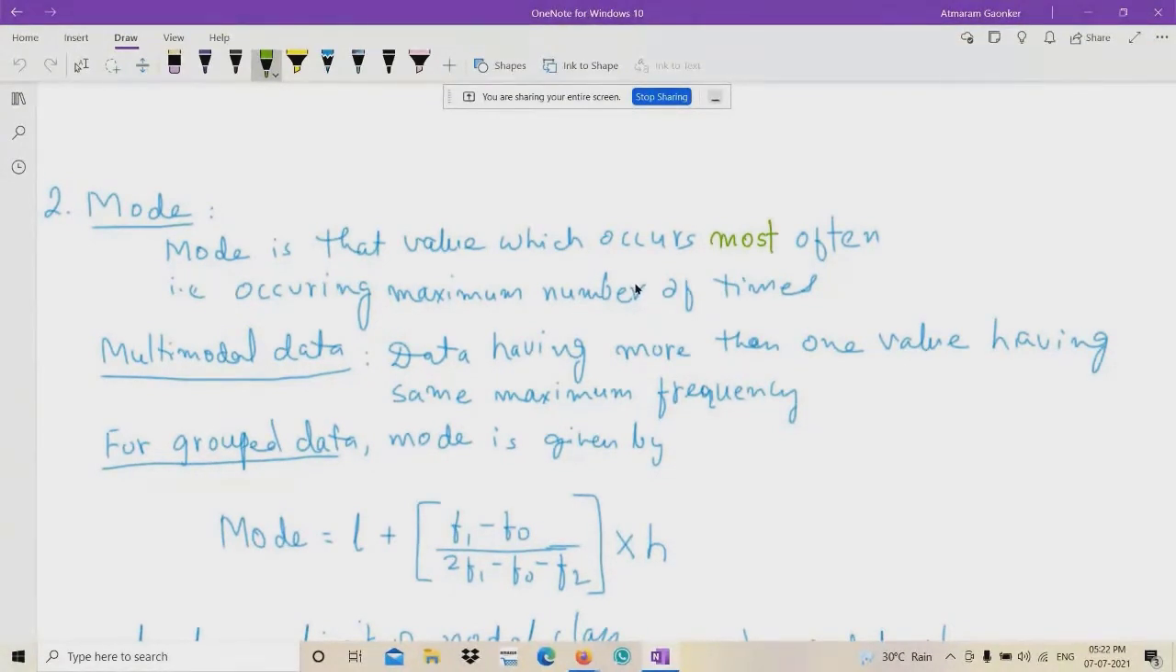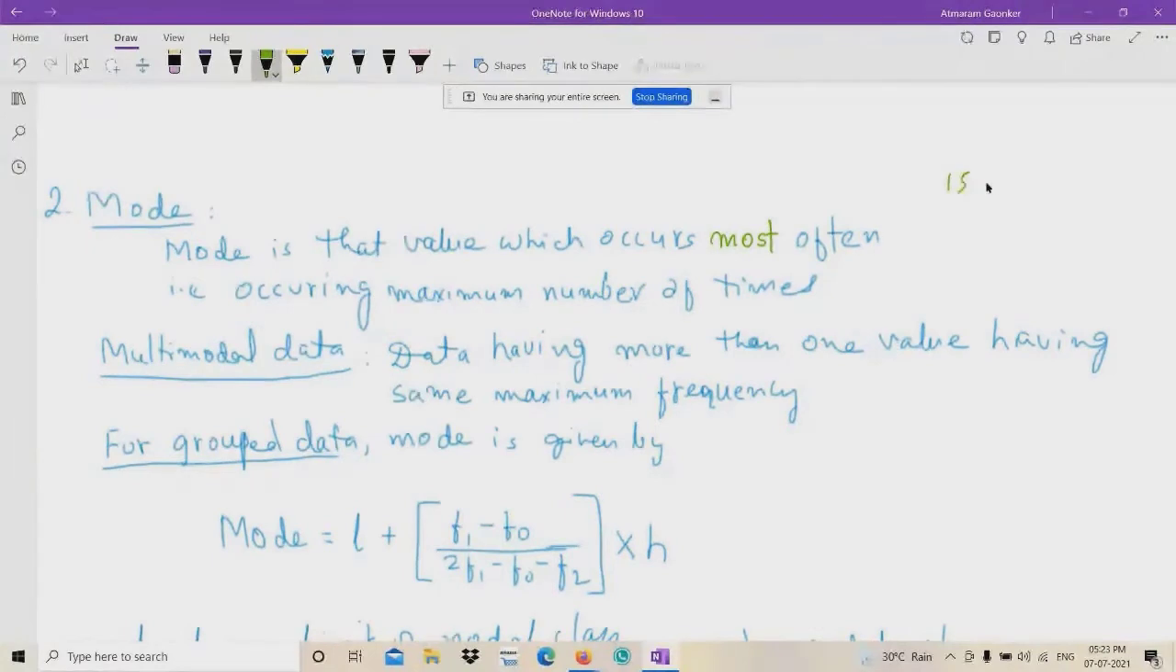Suppose 7 students got 15 marks. So frequency of 15 marks is 7, and 7 students have got 16 marks. That is, the frequency of getting 16 marks is 7 students. So the highest frequency is 7, and that is for two observations, 15 and 16.